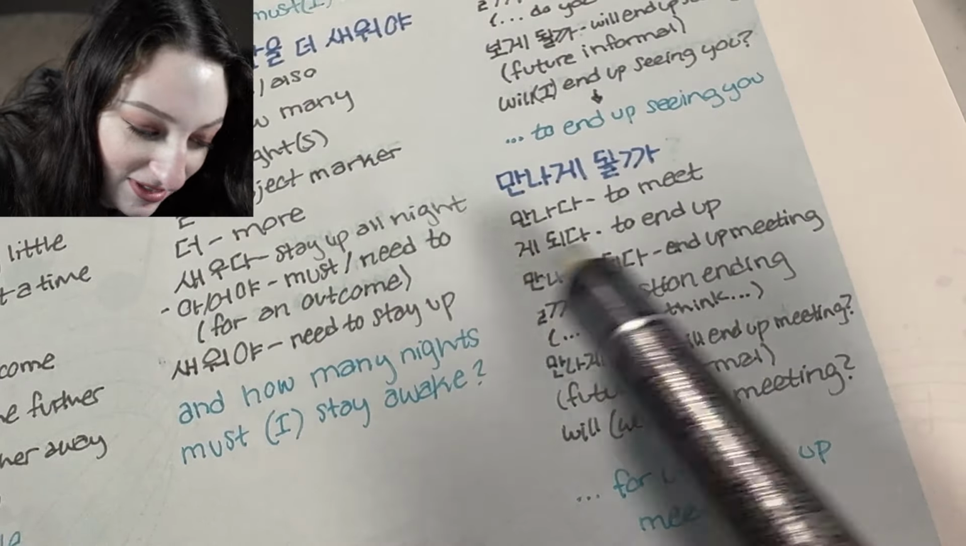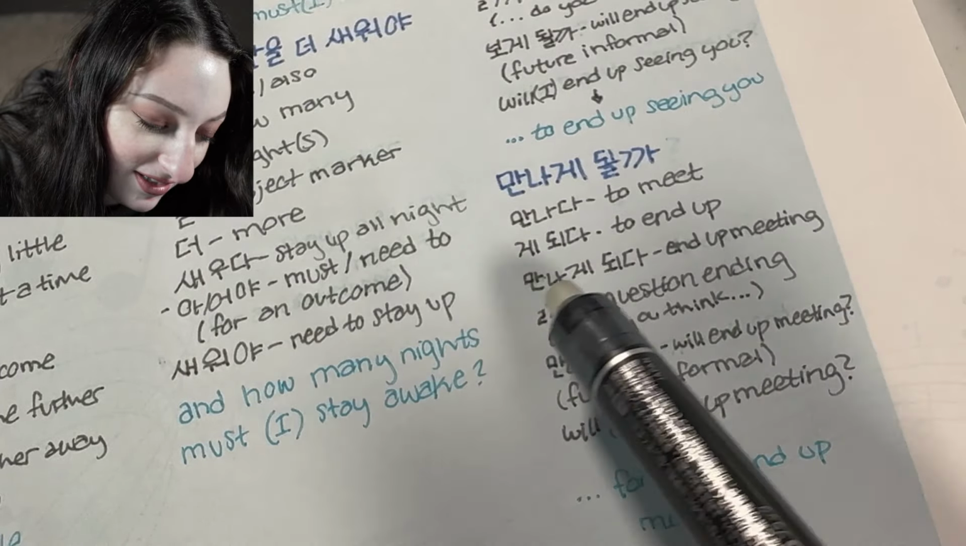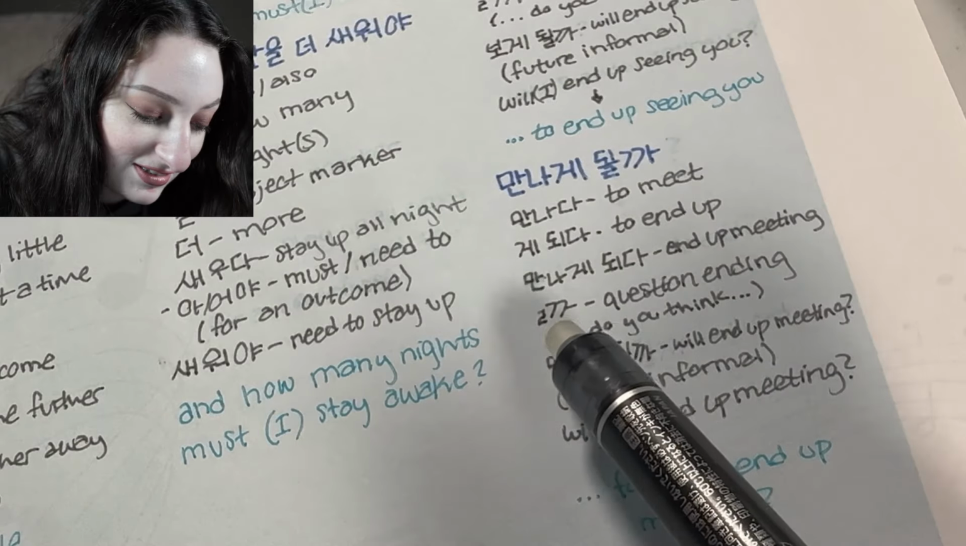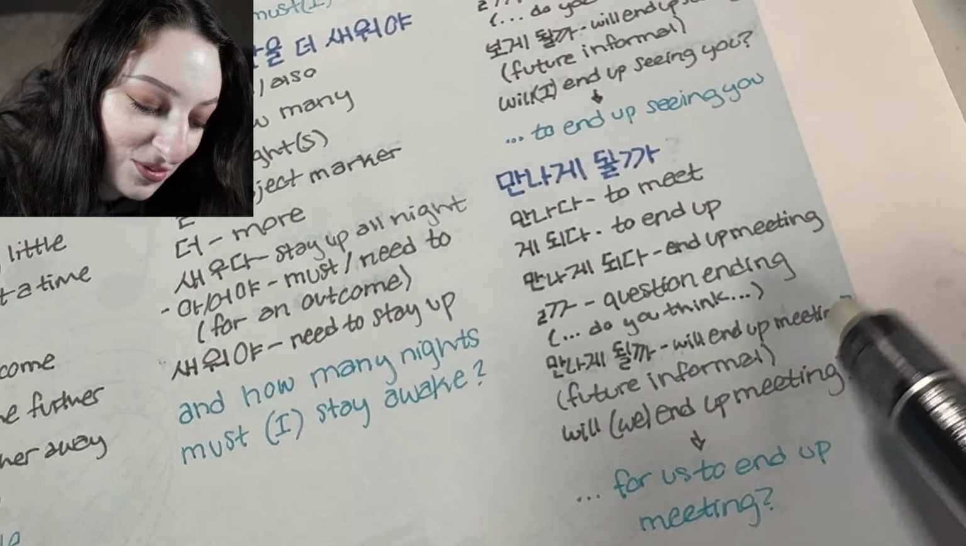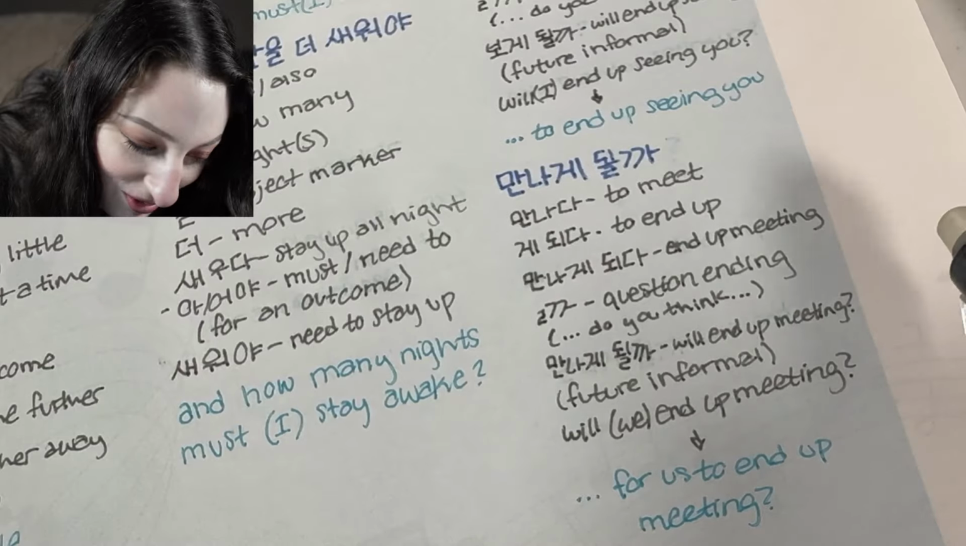만나다, to meet. 게 되다, again, to end up, right? So 만나게 되다 would be to end up meeting. This 을까 question ending once again. Do you think 만나게 될까? We'll end up meeting, question mark. Do you think we'll end up meeting?